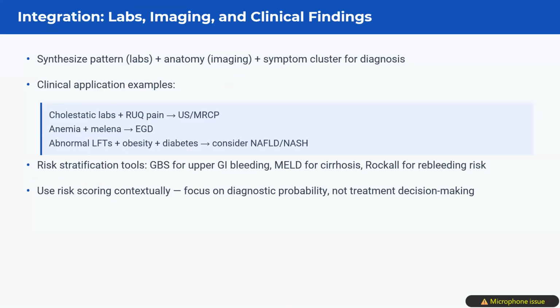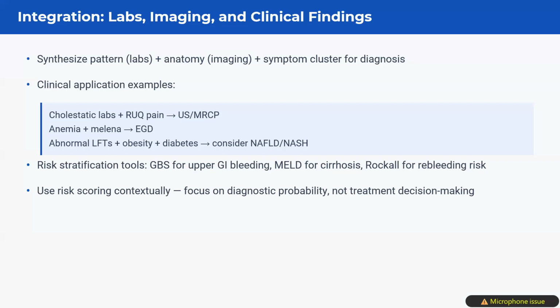All right, so now we've looked at liver disease piece by piece and enzymes. So now we have this three-part framework to look at here. The labs are going to tell you the biochemical signature and ask the question, what is the pattern of injury? Is it hepatocellular versus cholestatic versus mixed?